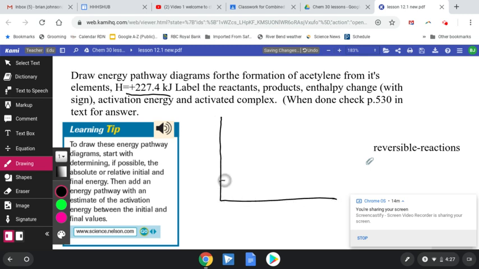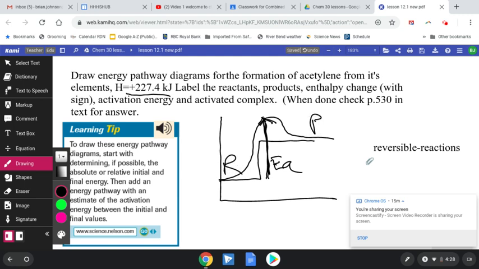So a normal endothermic would look like this. To turn it into a pathway, I just need to smooth it out and add my energy of activation. So this has a very large energy of activation relative to the final position. Reactants, products, we are putting more energy in than we're getting out. So our delta H is positive, and in this case, it's positive 227.4 kilojoules. So for an endothermic reaction, more energy goes in than comes out.